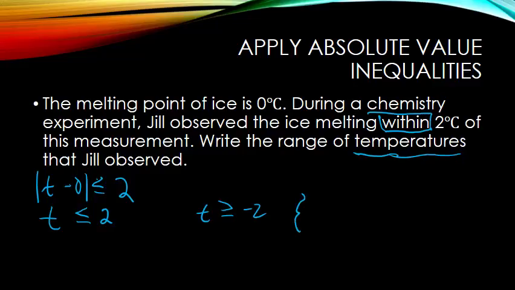So then we could say that we have T, writing this in interval notation, such that negative 2 is less than or equal to our temperature, that being the melting point of ice in this chemistry experiment. And then T is less than or equal to 2. And Shazam, we're done.